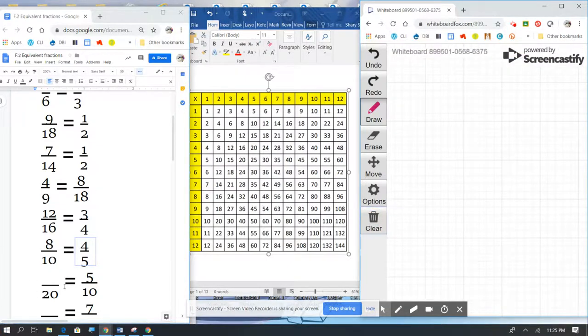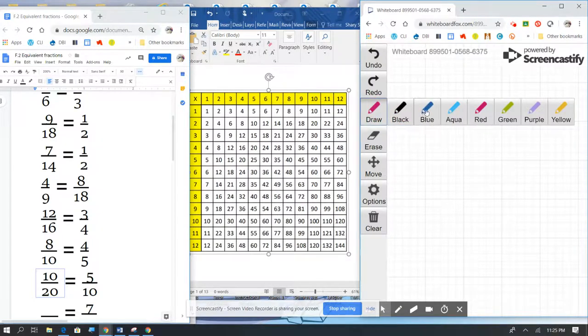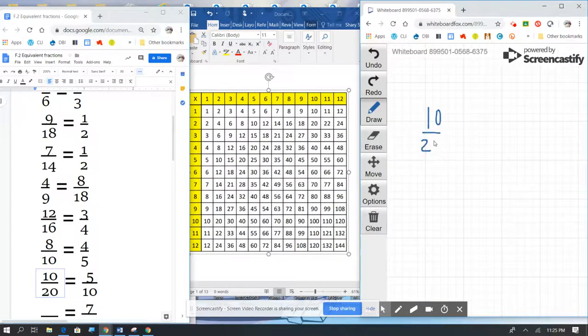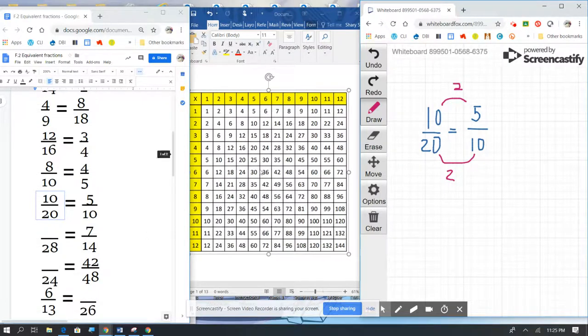Now next one. So 5 over 10, let's find 5 over 10 and find 20. 20 is what? It's 10. So let's try it here. See if we can find a pattern here. So we have 10, 20. So here has a 5 and 10. So again, think about this. This is what? 2, right? 5 times 2 is 10. 10 times 2 is 20. Yeah? Okay.